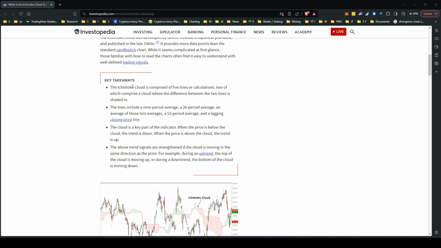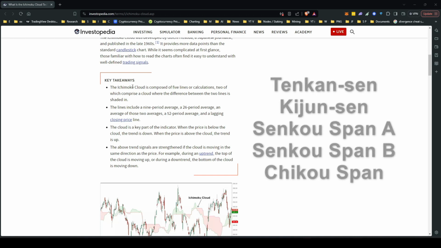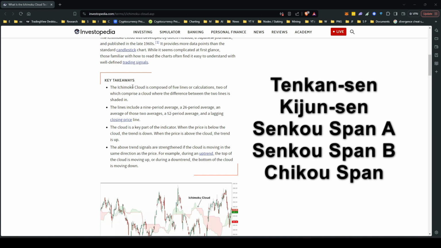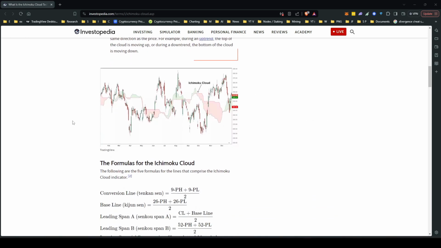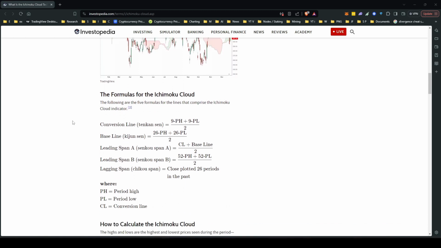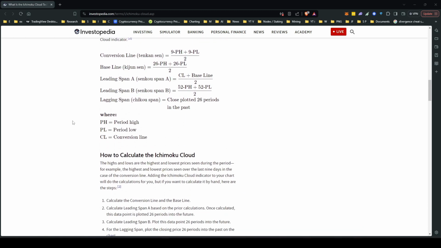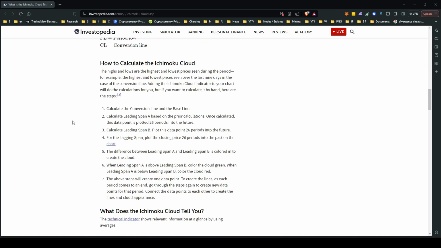It consists of 5 main components as seen on your screen, but when we go to the chart, we're just mainly going to use the cloud. So first, let's talk about the pros of the Ichimoku Cloud. First off, we have comprehensive analysis. One of the biggest advantages is that it offers a complete view of the trend direction, the momentum, and support resistance levels all in one.